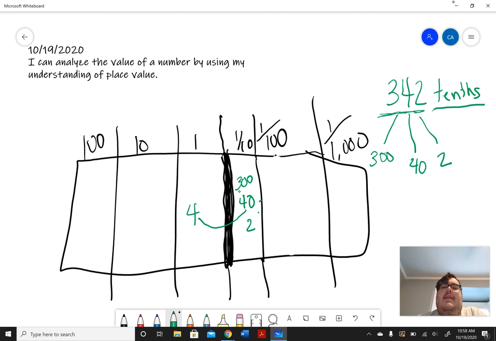Now, let's look at this. How many groups of 10 can I pull out of 300? Well, I know that 10 tens equals 100, and I have 3 100s, so I must have 30 groups of 10. All right.